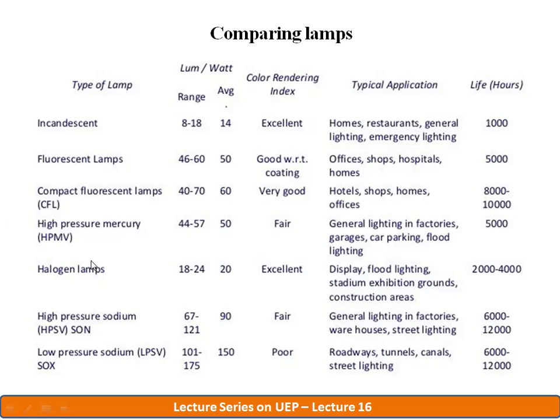We'll see the halogen lamp working principle. Here lumens per watt is less than 20, and useful life is 4000 hours. Low pressure mercury vapor lamp is 6000 to 12,000 hours, and in special applications 150 lumens per watt. Here applications are mentioned. Incandescent lamp is used in homes and restaurants. Fluorescent lamps, in offices and shops. Compact fluorescents, in hostels, shops and homes. High pressure mercury vapor lamp, in car parking, garages, floodlighting. Halogen lamp, in display and floodlighting, and sodium lamps in stadiums and exhibition grounds. Low pressure mercury vapor lamp is used in tunnels, canals, and roadways.